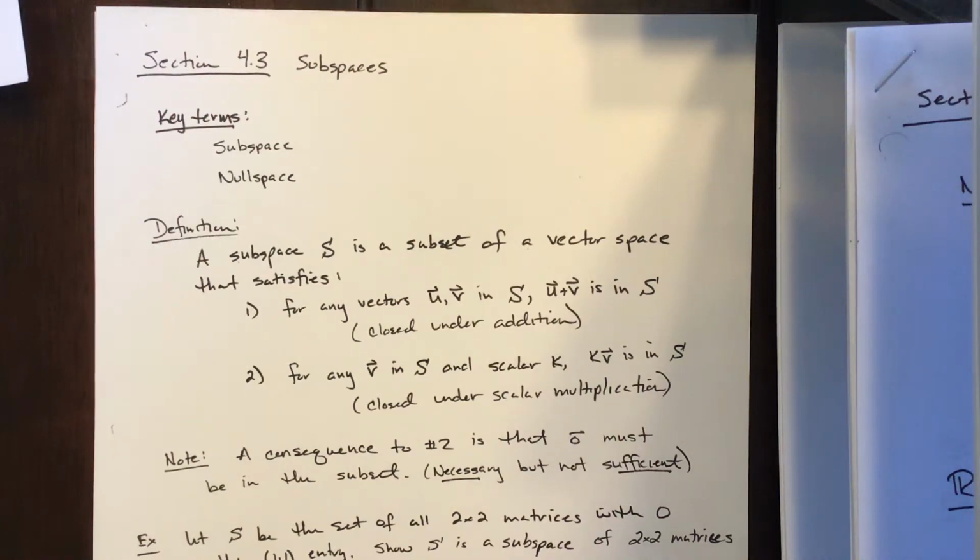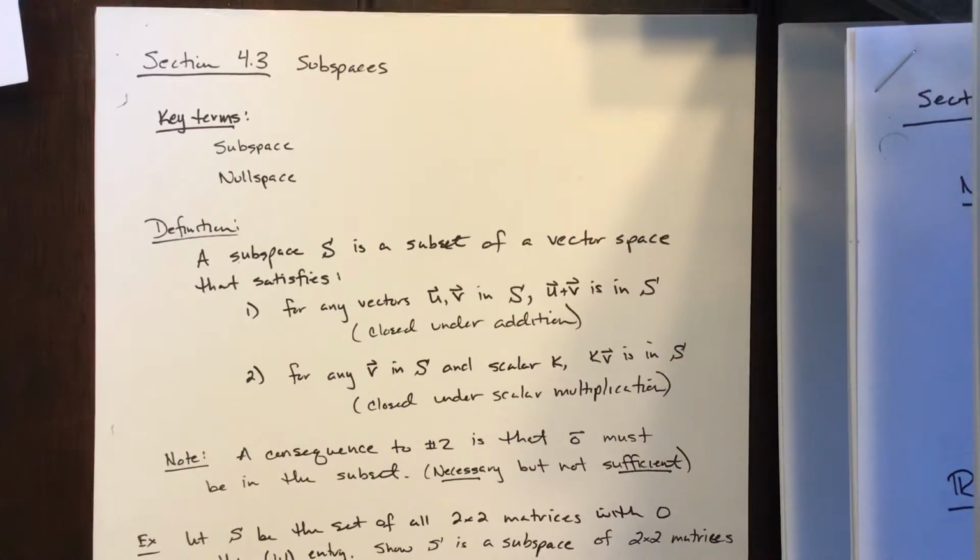Welcome back, everybody. Today we're going to look at section 4.3, subspaces. Now, a subspace is a subset of a vector space that satisfies two conditions: that for any vectors or elements u, v in the set, u plus v is in the set. When that is the case, we say the subset is closed under addition.